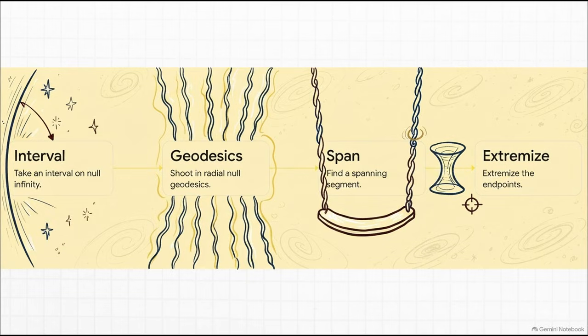Let's walk through it. Step 1, you take an interval out on that far edge of the universe, on null infinity. Step 2, you shoot in radial null geodesics. You can just think of these as light-like ropes dropping down into the bulk of space. Step 3, you hunt for another geodesic segment that spans the gap between those two ropes, almost like the seat of a swing connecting the chains. And finally, step 4, you mathematically extremize where that seat attaches to the ropes to find the saddle point. That is the swing surface proposal. It's exactly how physicists are calculating entanglement entropy in this flat space.